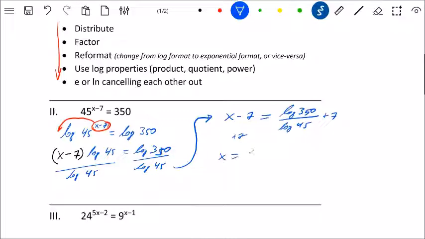And now we'll add 7 to both sides. So we have x is equal to the log of 350 over log 45 plus 7. And when you put all that into the calculator, that comes to approximately x is 8.5389.